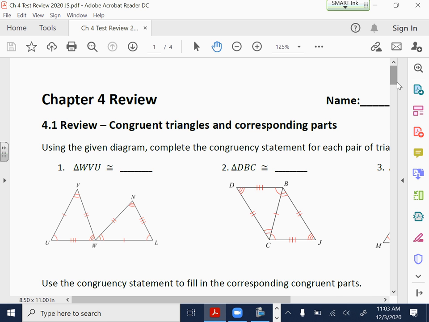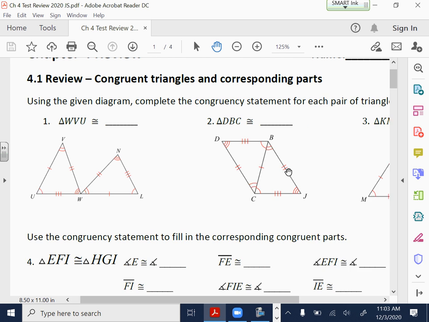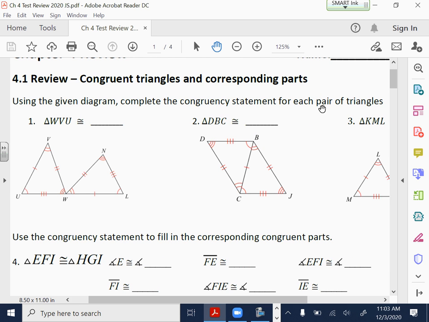So this first one says, using the diagram, complete the congruency statement for each of the triangles. This is back in 4.1, and all we're doing is making sure we know what order to put this in. One thing that I started doing is I mark the W as 1, the V is 2, and the U is 3. And I do the same thing down here: 1, 2, and 3. Then if you look at the other triangle, I do the same thing, but I mark those in the same order. So this has 3 arcs, the W.